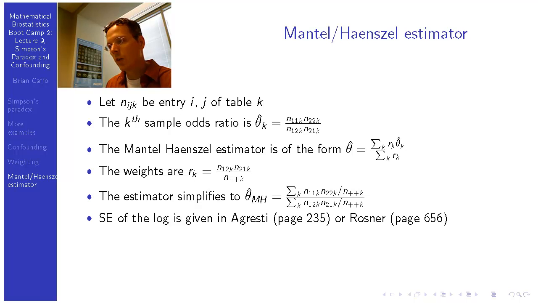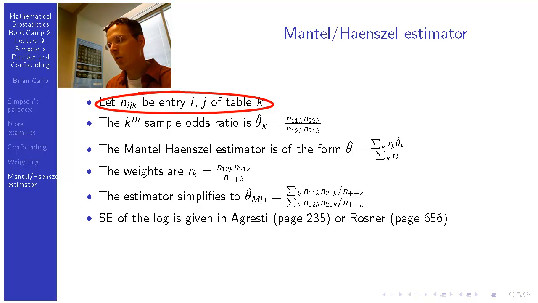So there's a great example of this. Imagine just going back to our death penalty example. Here we had two 2-by-2 tables. We had the defendant's race and whether or not they got the death penalty. And then we stratified that by a third variable, victim's race. So let N_ijk be the ijk entry of table k.